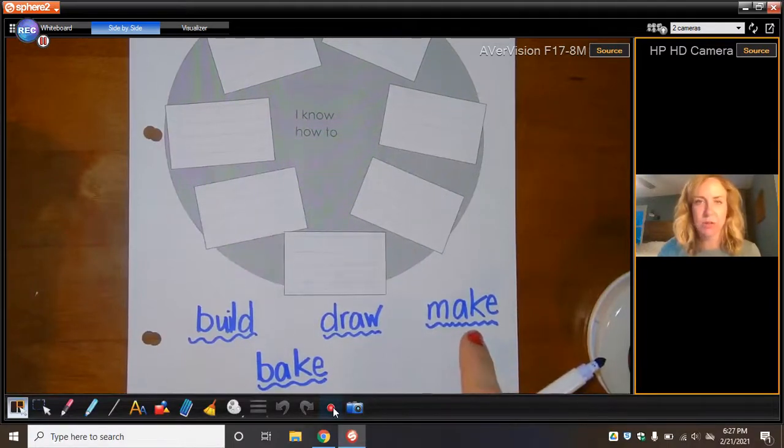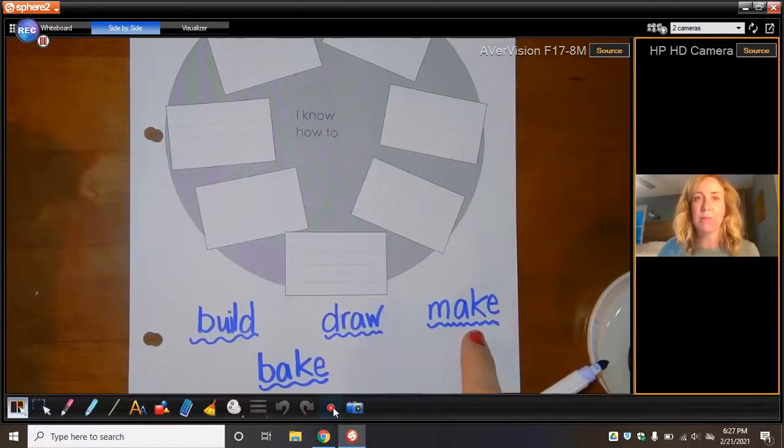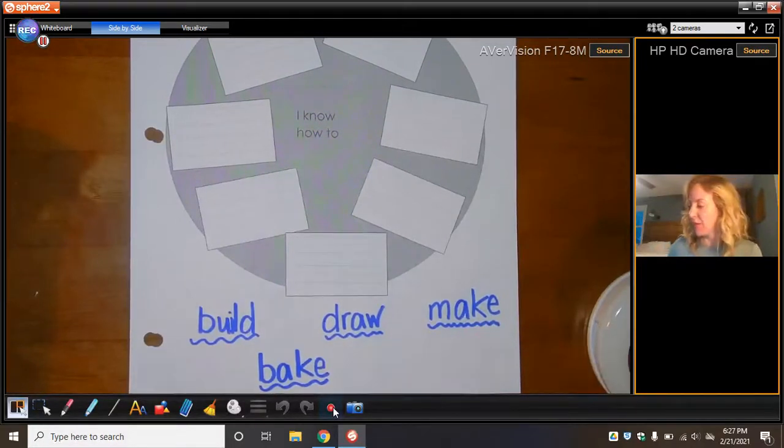Make. What are some things that you know how to make? Like I said, do you know how to make a paper airplane? Do you know how to make your bed? How about bake? Have you ever baked something with someone? Do you know how to bake cookies? Do you know how to bake brownies? Maybe you know how to bake bread? All of those are the verbs.